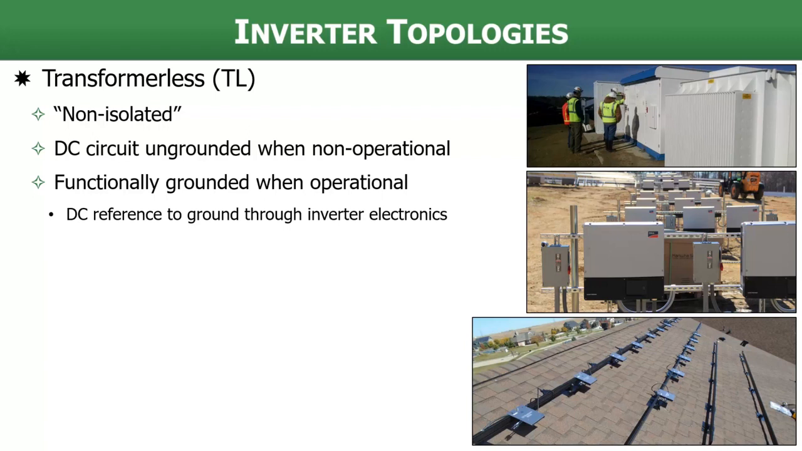So the DC circuit on these inverters is ungrounded when the inverters are not operating. And when they are operating, the DC circuits are considered functionally grounded. And so there's a DC reference to ground through the electronics inside the inverter. And we'll talk more about grounding specifically in the next unit, but we can't talk about these different inverter types without talking also about the grounding configuration, because that's what separates these two different types of inverter topologies, the way that they're grounded within a system.